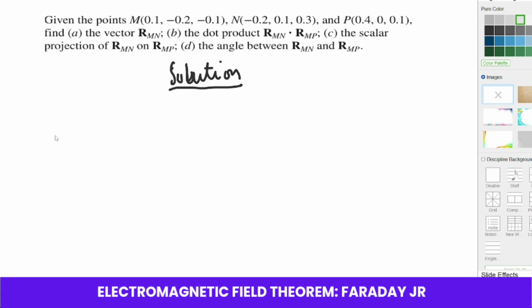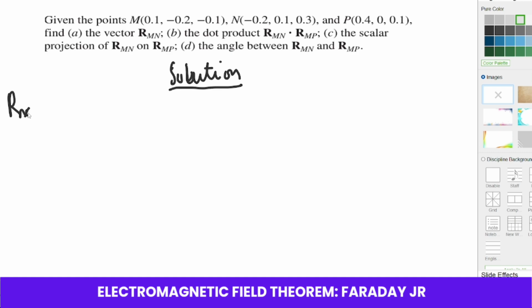And today we are going to solve another question on EMFT. The question says, given the points M (0.1, -0.2, -0.1), N (-0.2, 0.1, 0.3), and P (0.4, 0, 0.1), we are supposed to find our vector RMN.